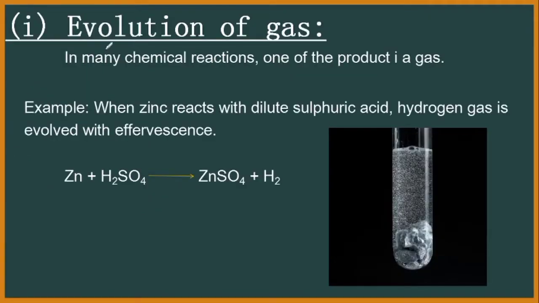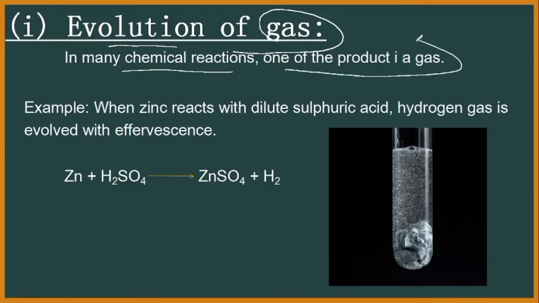First feature is evolution of gas. So in chemical reactions, one of the products is a gas. For example, see here, we have a test tube.